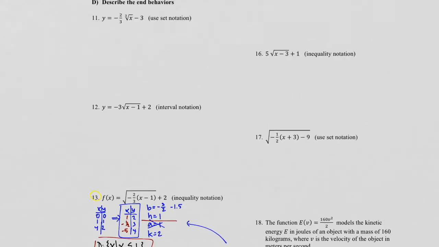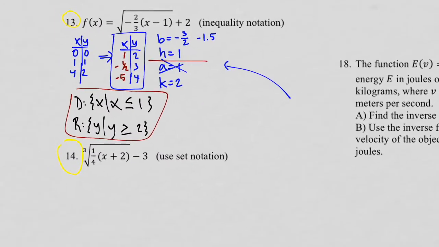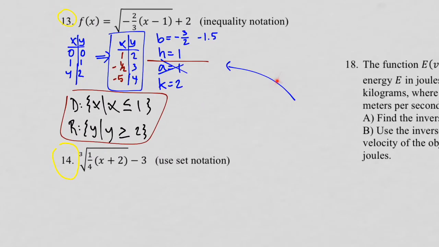What else do we have to do? The end behavior. Okay, so the end behavior for this one, again, here's the graph. It looks something like that. That's not, of course, the exact graph, but it's going to look like that. I know that because the b is negative, so it reflected.